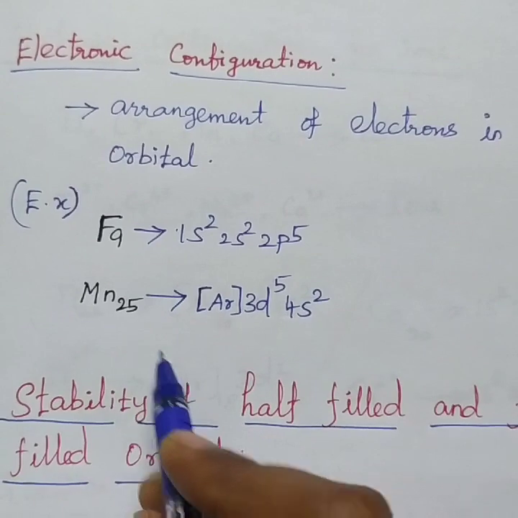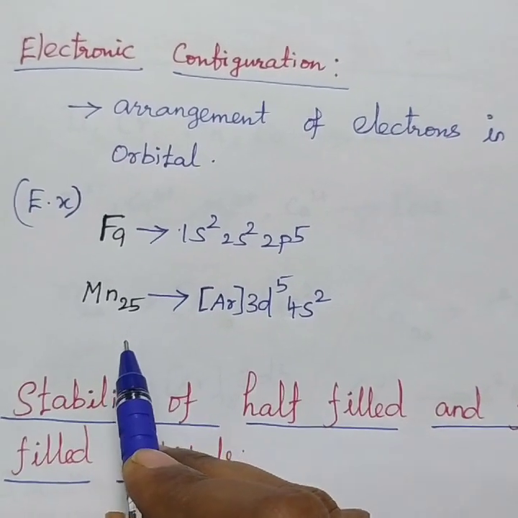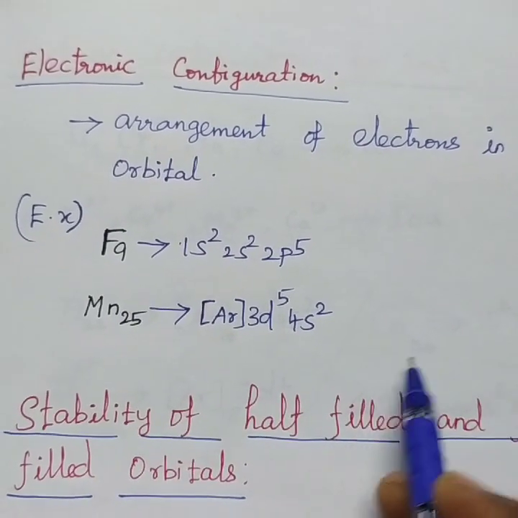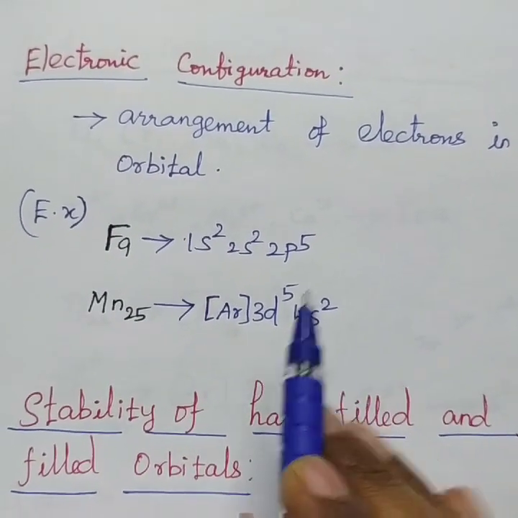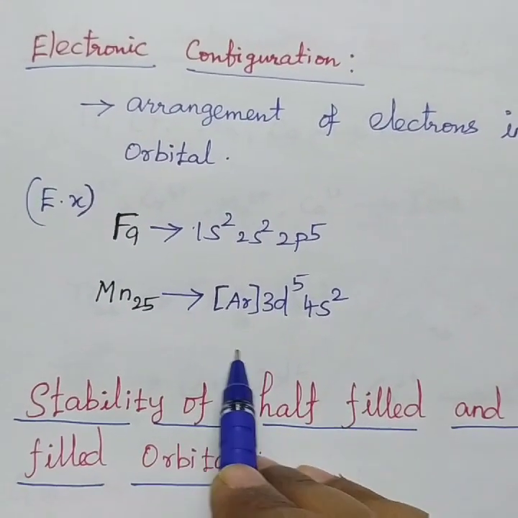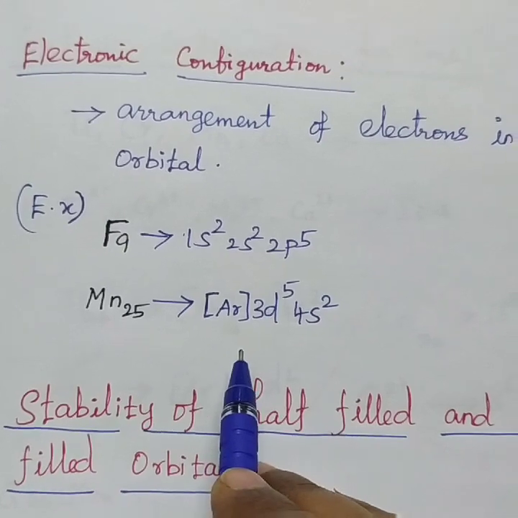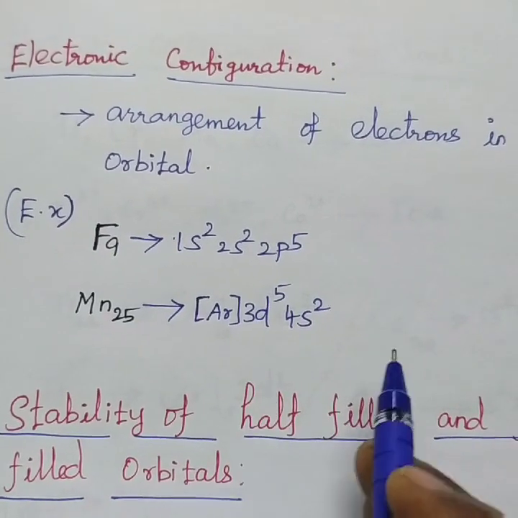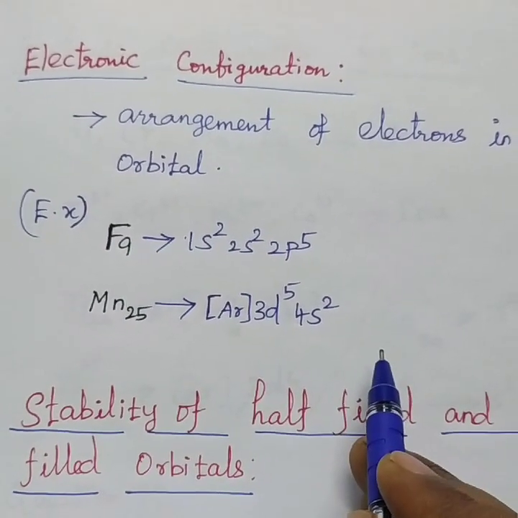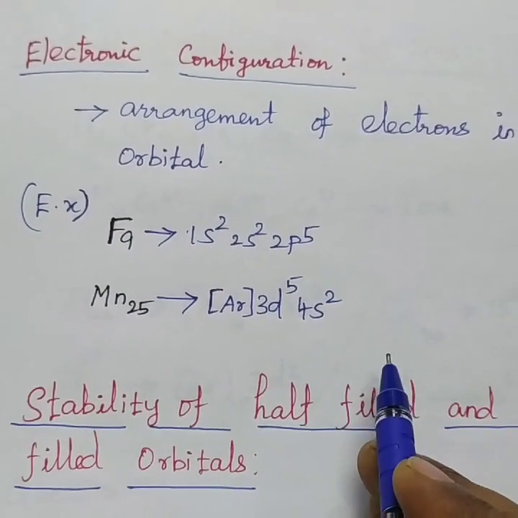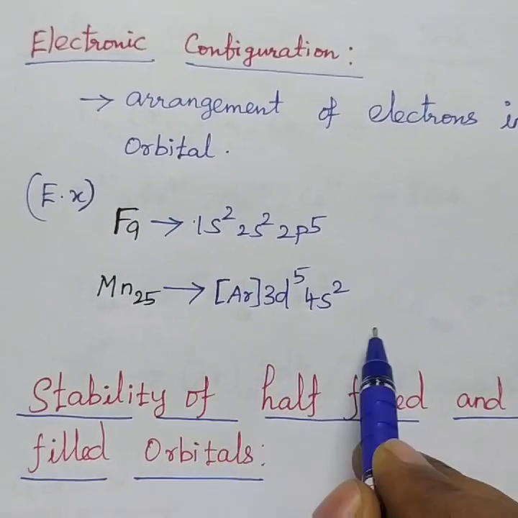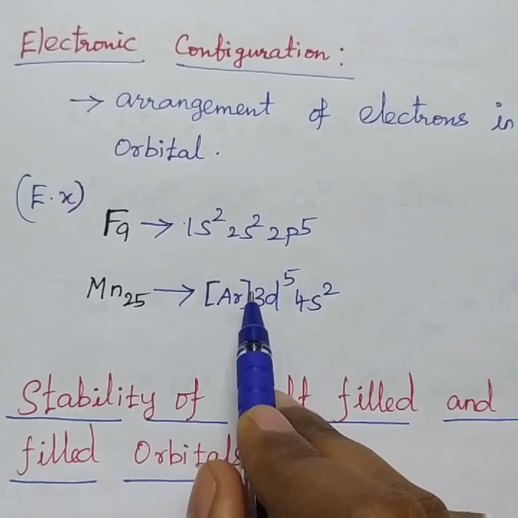Similarly for manganese, the atomic number is 25. Here I didn't write the lengthy electronic configuration; I have shortened it. Instead of writing the 18 electrons, I have written argon, because you already know the noble gases have a stable electronic configuration, for example helium 2 and neon 10. Argon is 18. So instead of writing that lengthy electronic configuration, I have written argon.